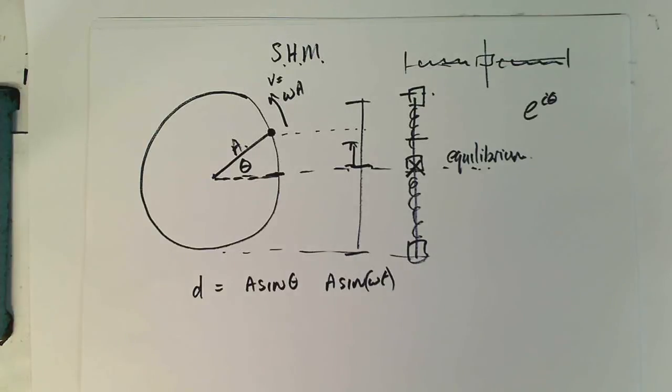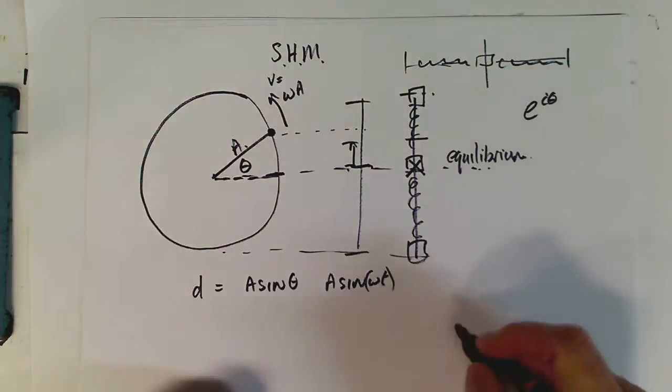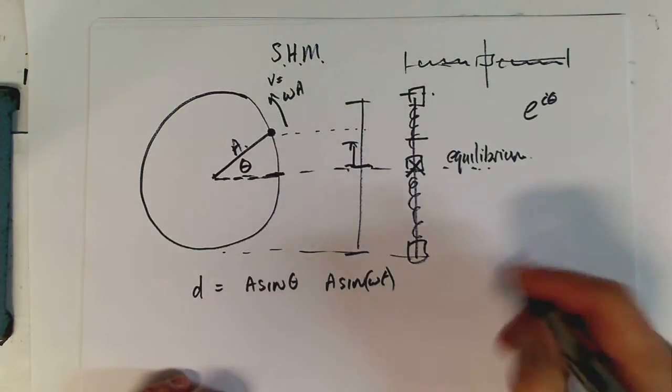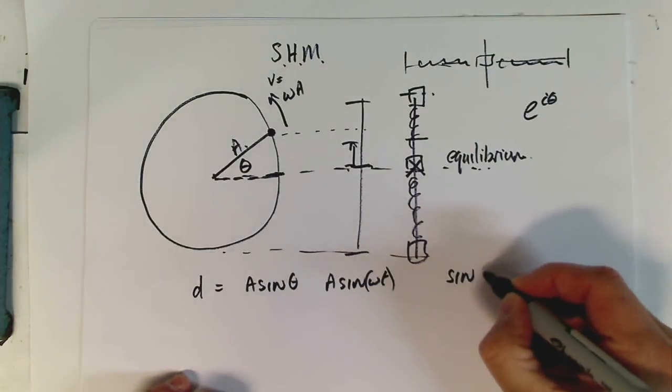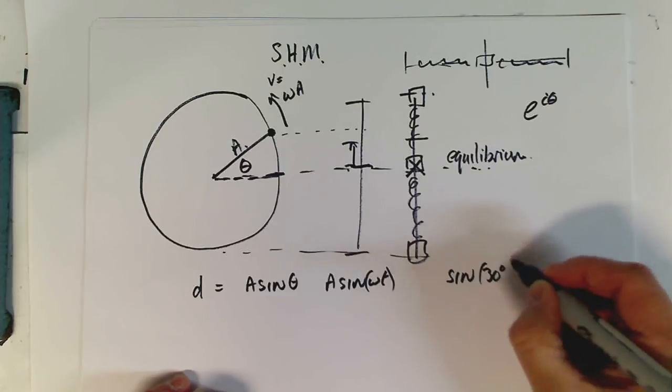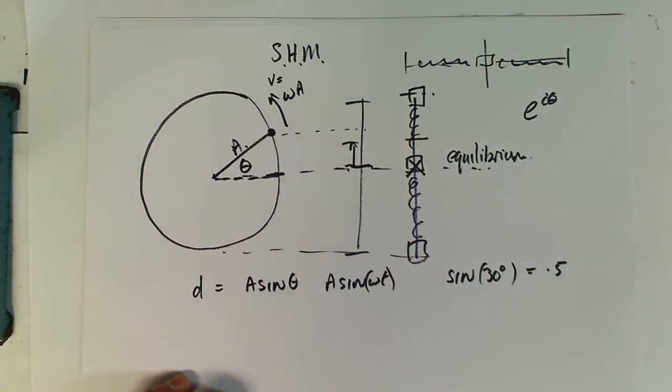Alright? So this is a point where we get some confusion too. So a sine of an angle, so the sine of 30 degrees, is equal to 0.5. Right?